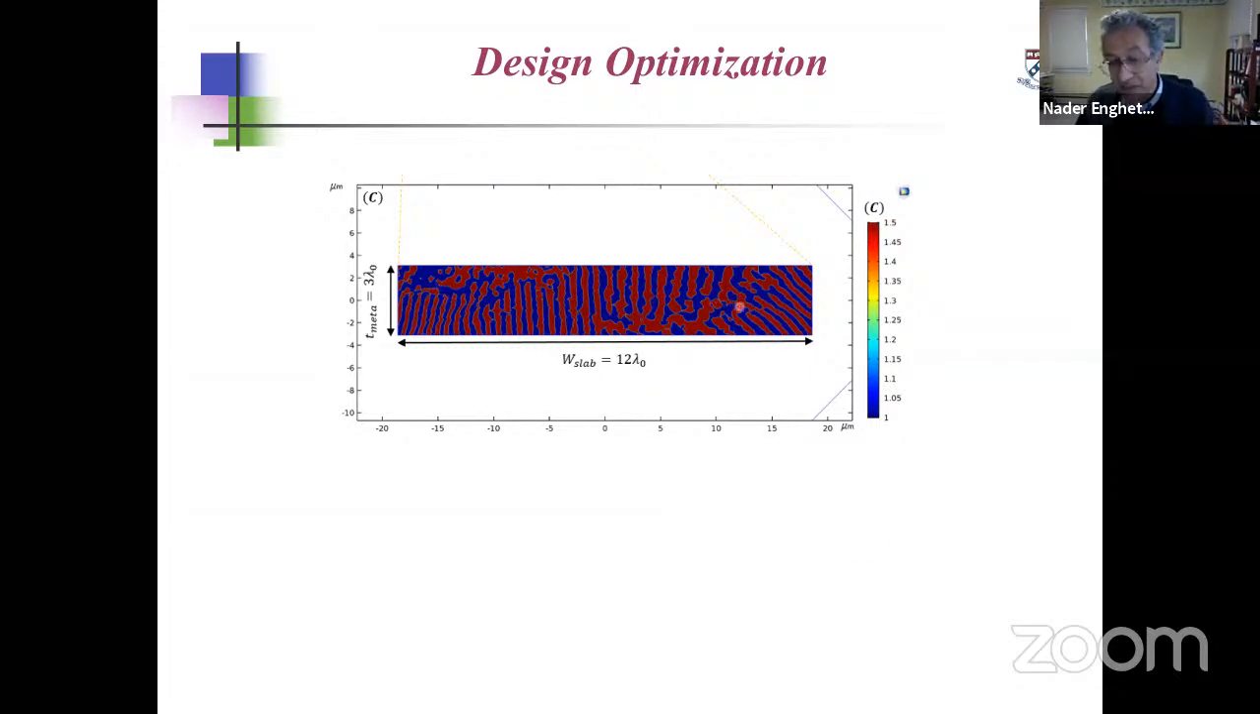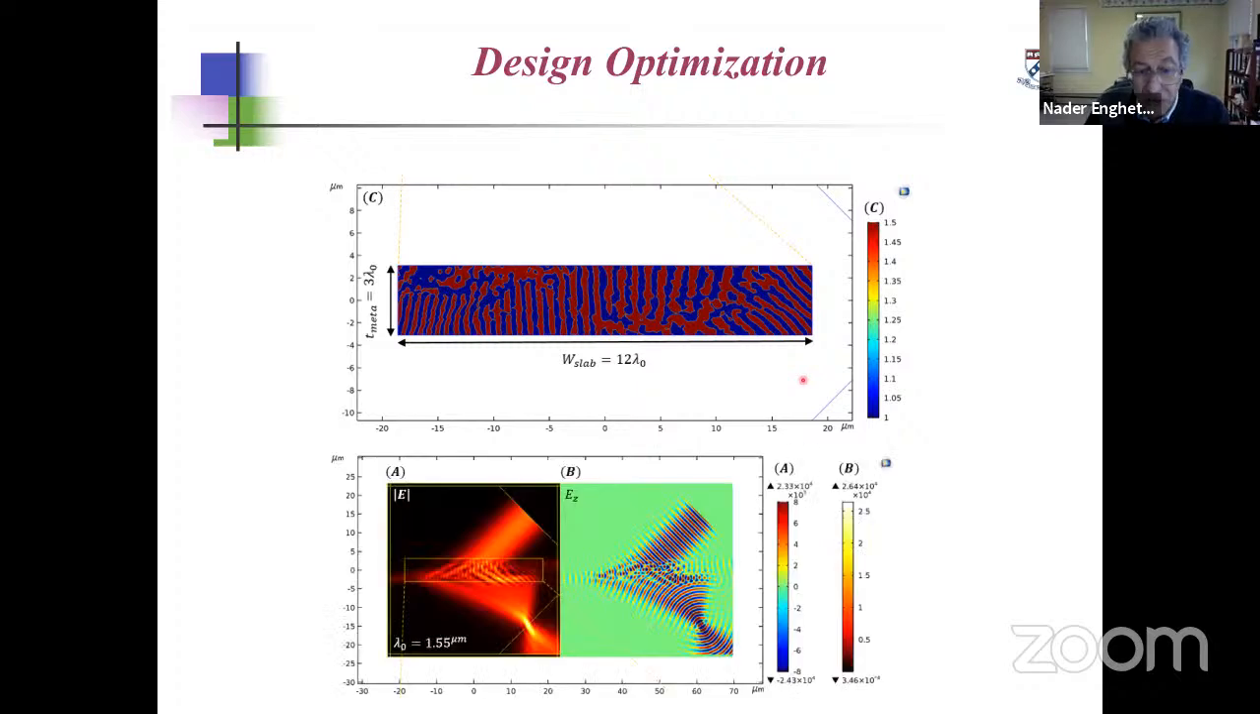Now, this is very interesting. It's a non-periodic system. You see that at first, you cannot guess what kind of function this structure would do. But when you do numerical simulation, you see, in fact, it does what we planned. So rather than using a mirror and a lens to achieve what we want, one structure can do this for us.